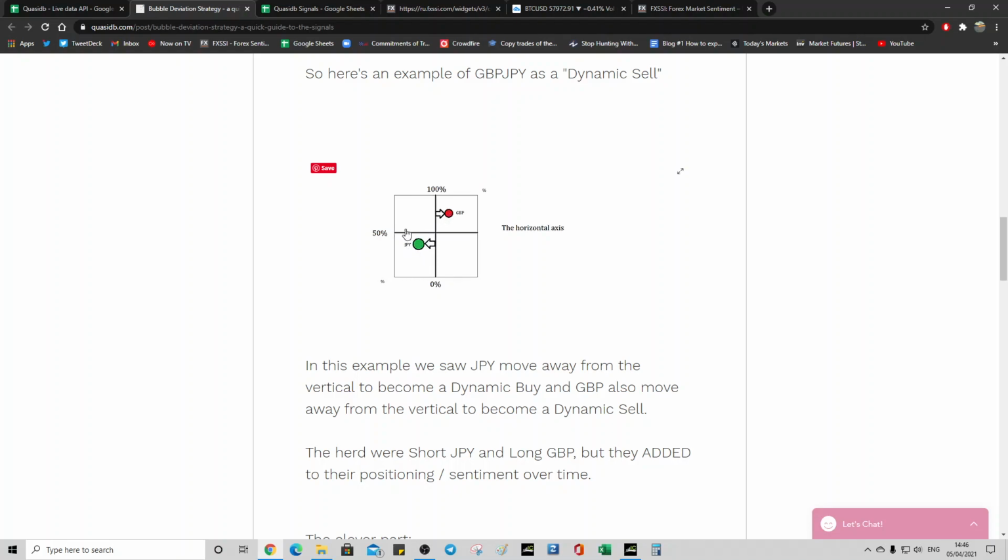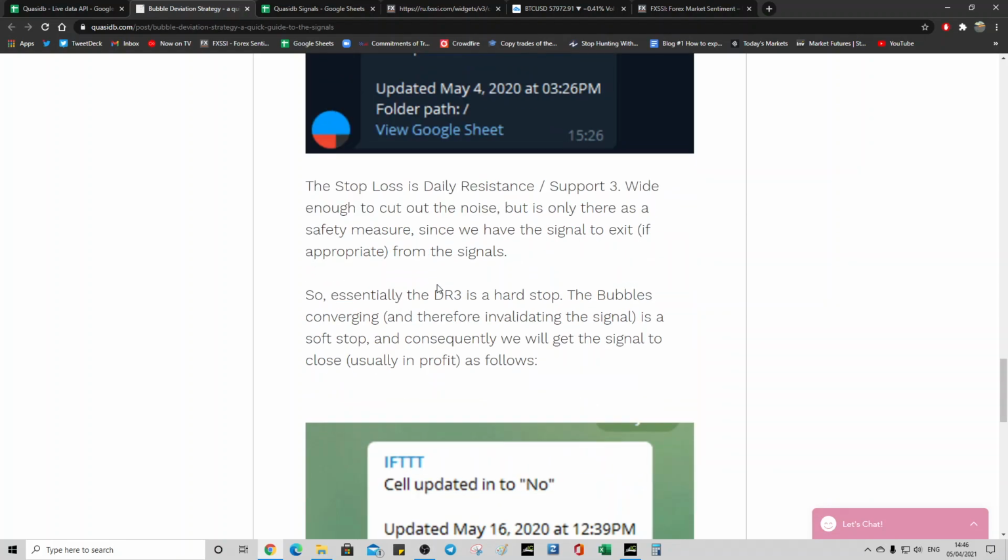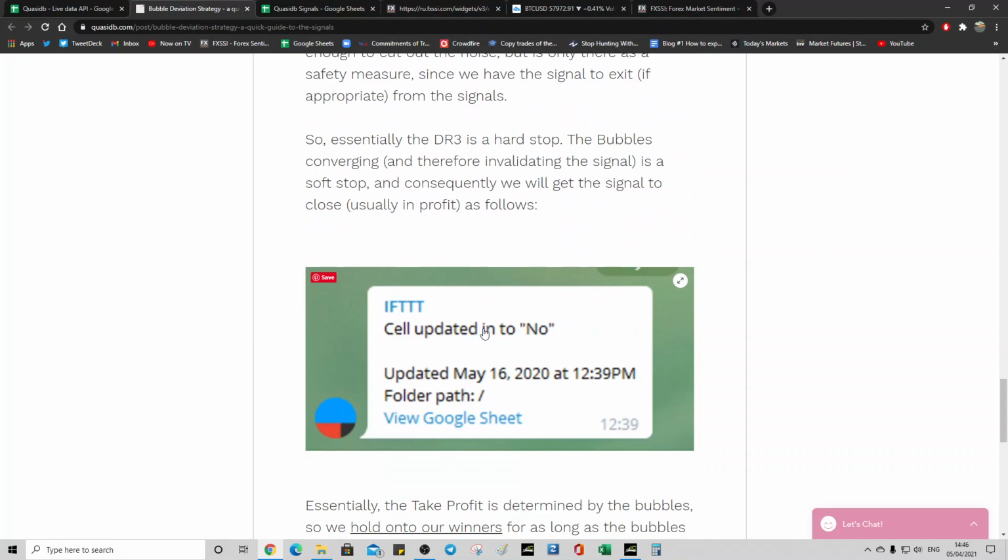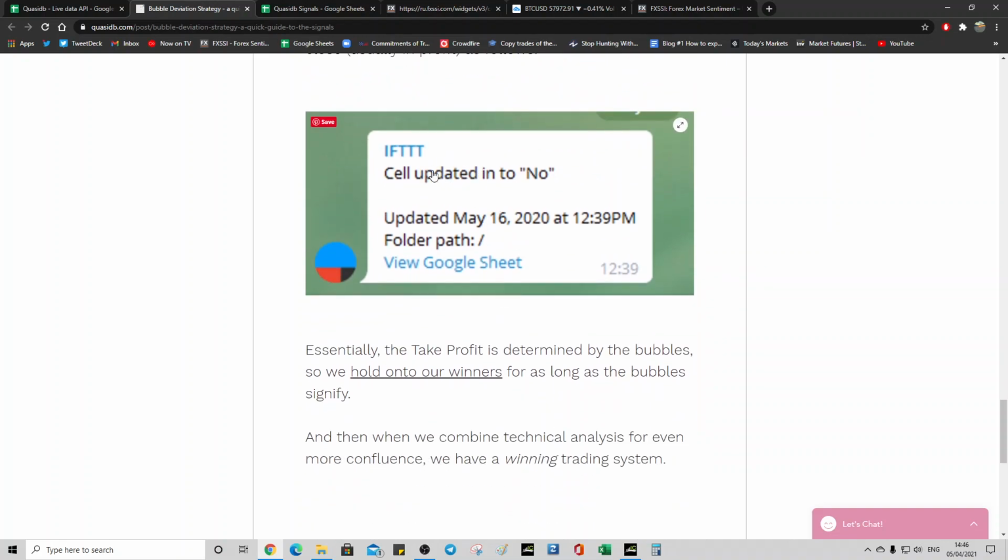So you see a reversal, then we can potentially have an exit in the Telegram message. It will say no, and that's what that soft stop means. So it's just to say the bubbles have converged and the signal is no longer valid.